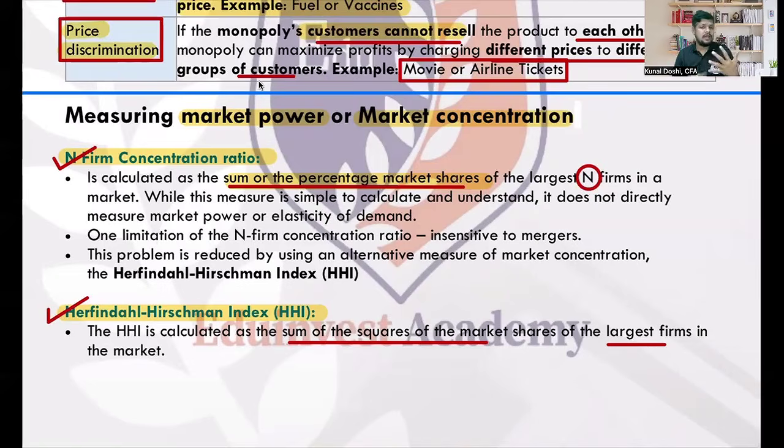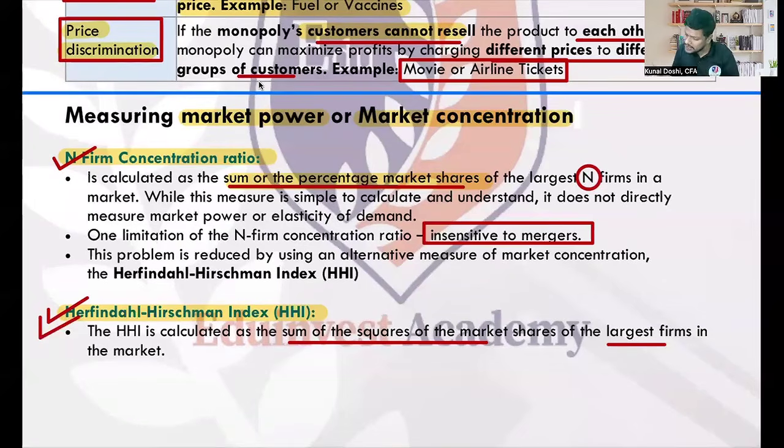Herfindahl-Hirschman is a square. Now, why do we do the square? If you don't, the N-firm concentration ratio has one unique problem compared to the HH index: it is insensitive to merger. It means if two top companies merge, then the effect of the merger, which makes the market more concentrated, is not visible in the N-firm concentration ratio, but it is quite visible in the Herfindahl-Hirschman index. So out of the two, Herfindahl-Hirschman is said to be relatively better.